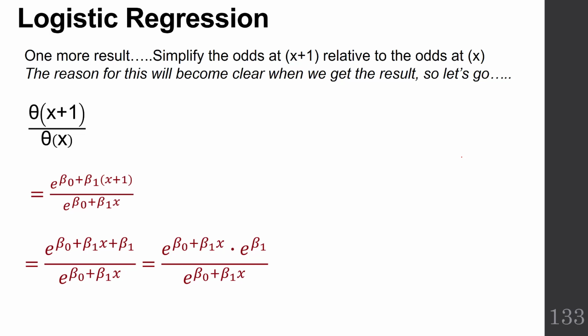And the right-hand side of this equality here is just using the rules of exponents. Because I have one base and 3 things added, I can separate those out, all having the same base. So I took e to the beta naught plus beta 1x times e to the beta 1 in the numerator and still kept my denominator the same. And of course, the e to the beta naught plus beta 1x cancels out then in the numerator and denominator, and I'm just left with e to the beta 1. So the odds at x plus 1 relative to the odds at x is just e to the beta 1.